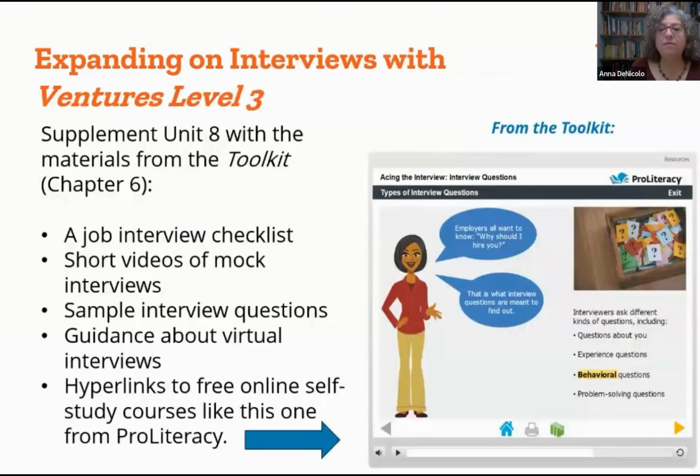Instructors who have a little bit of extra time and learners who are in need of these skills can supplement that unit with materials from the toolkit. There is a job interview checklist that you could use in class. There are short videos of mock interviews, and those could also be shown in class, either on an online or an in-person class. There are sample interview questions, even in a flashcard format. There's guidance about all the different types of interviews that exist now, including how to prepare for a virtual interview, even specifics like lighting, sound, etc.